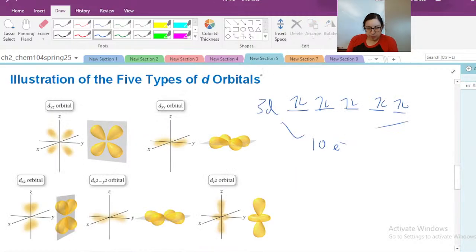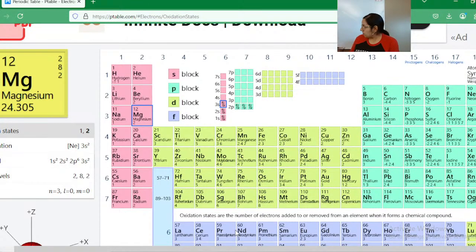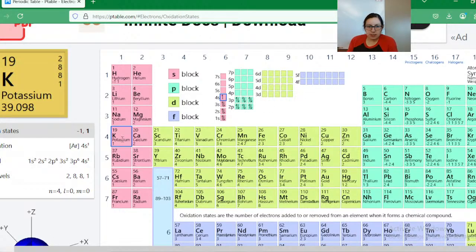The only thing that's a little confusing is that we just need to follow our periodic table order, and it's also shown here. It's kind of hard to tell, but basically the 4s is lower in energy than the 3d.